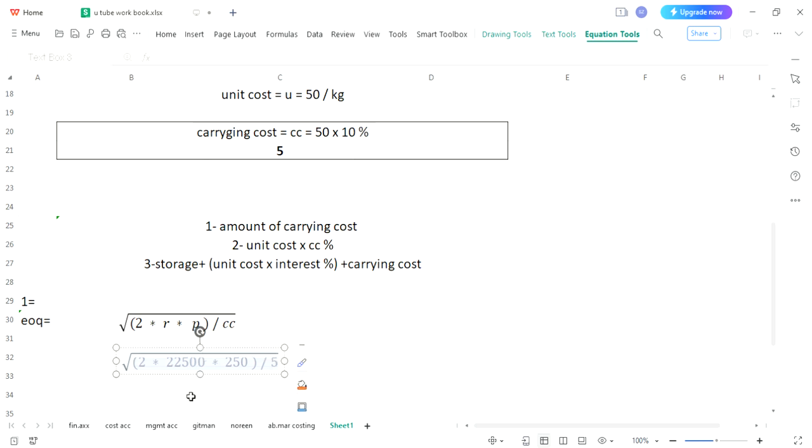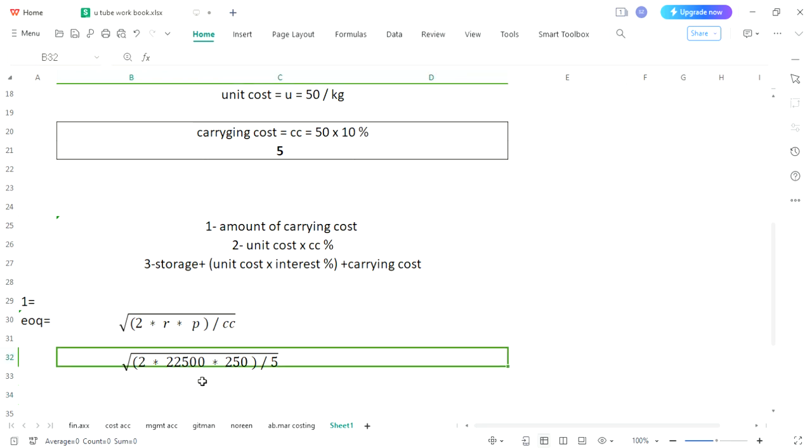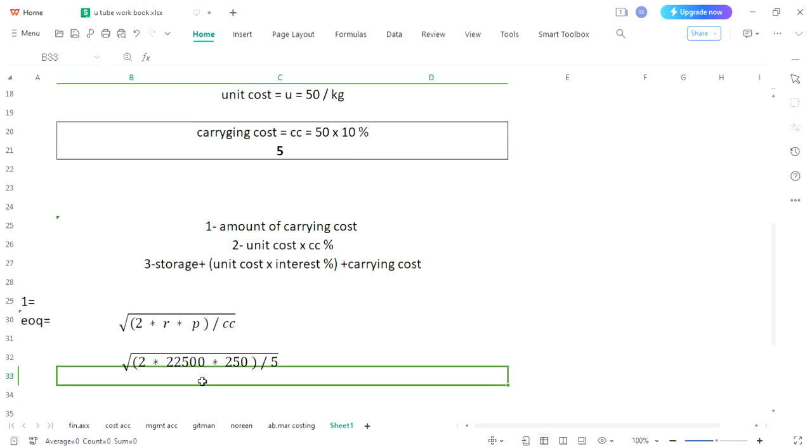So guys, take your time and please understand how we have put the amounts in formula of economic order quantity. Formula was 2RP divided by CC under root, 2RP divided by carrying cost 5. So in this way, the next step is just to calculate the amounts, and for that we will use our formula.